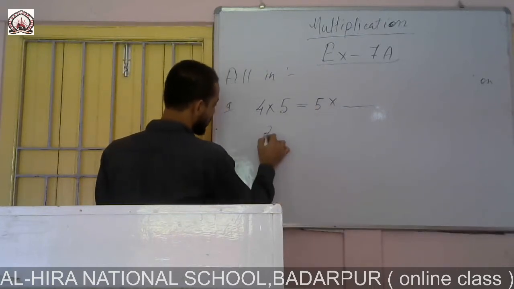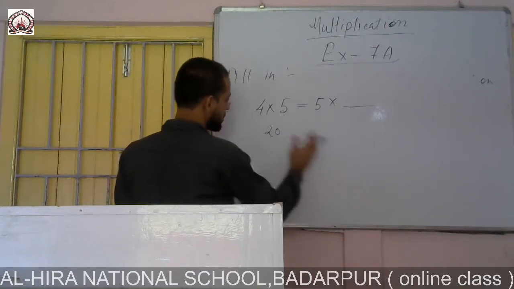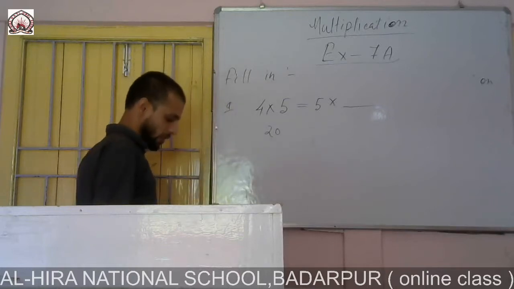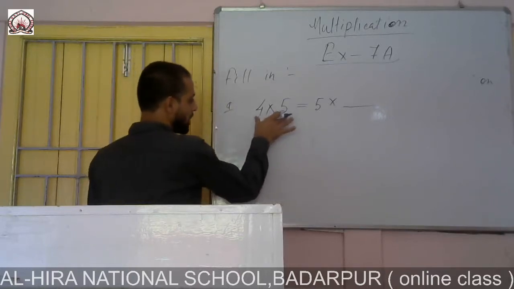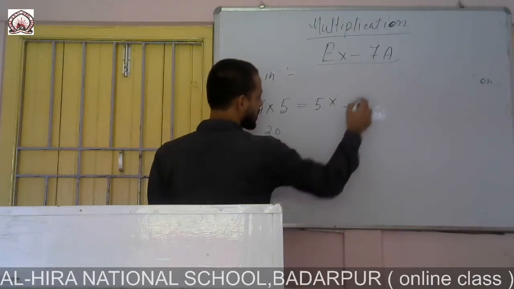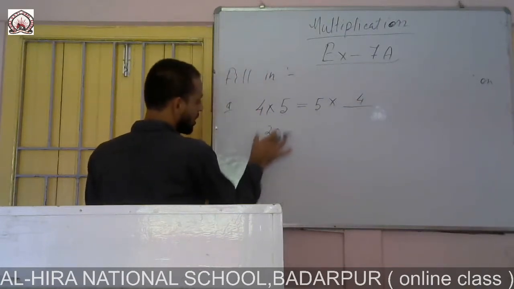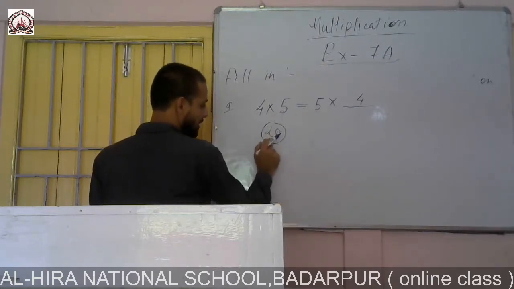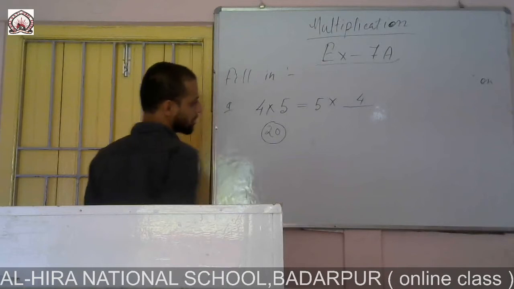4 5s are 20. That means this side, this is the left side and this is the right side, must also equal 20. Okay, that side must also be 20. So if we multiply 4 into 5, we will get 20. So here 5 is there. So 5 into 4 equals to what? 20. If we divide this 20 by this 5, we will get 4. That means the result will be 4.